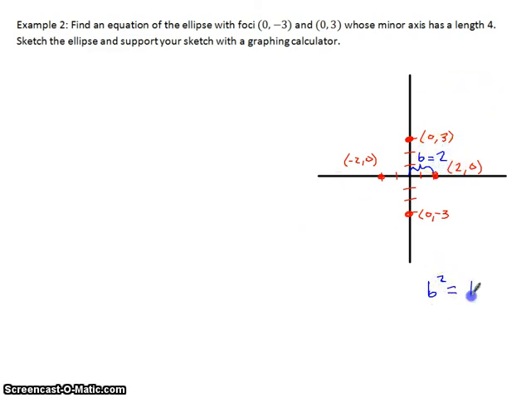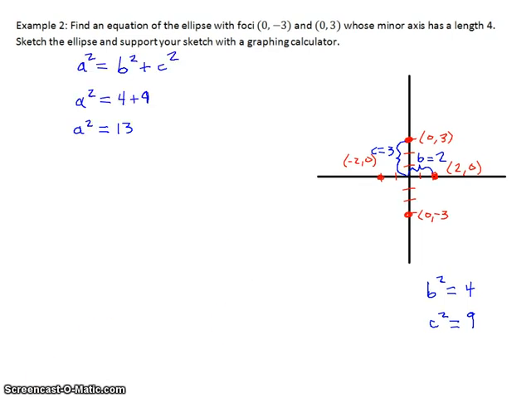We also know the C value. This distance here is 3, which means that C squared is equal to 9. Because we have B squared and C squared, we can figure out A squared. A squared equals B squared plus C squared, which means that A squared is equal to 13 when we substitute in B squared and C squared. This tells us where the endpoints of the major axis are located. This tells us the vertices. Our vertices are located at (0, plus and minus the square root of 13), which is approximately 3.6.